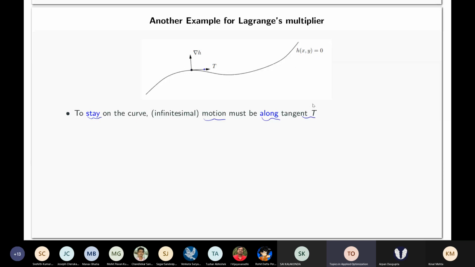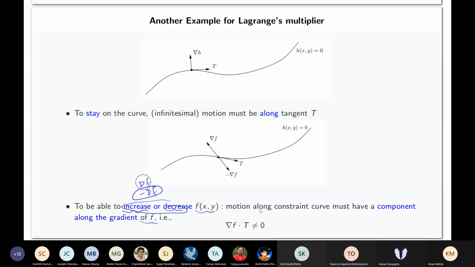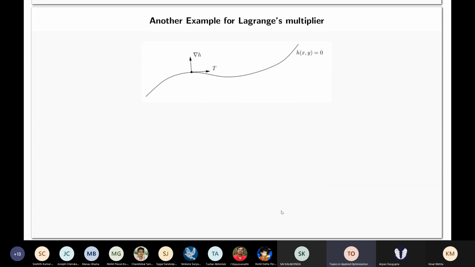So to keep increasing or decreasing, I must have some component all the time. In other words, the criterion that we have is that the dot product of them must not be 0. My movement direction and the gradient must not vanish. As long as it does not vanish, I will either increase or decrease, depending on how I am moving.